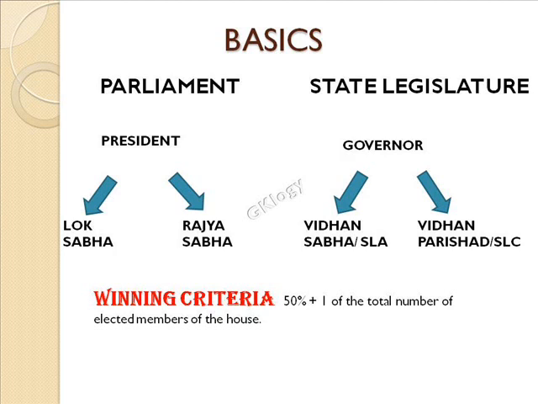Another important point which you have to learn is about the winning criteria. Any particular political party, in order to form the government either in Lok Sabha or Vidhan Sabha, needs to get 50% plus 1 seat of the total number of the elected members of the house. So, if any particular political party or alliance achieves this criteria of 50% plus 1 seat, they would form the government in the state or the government in the center.